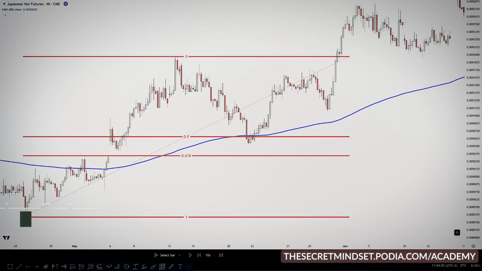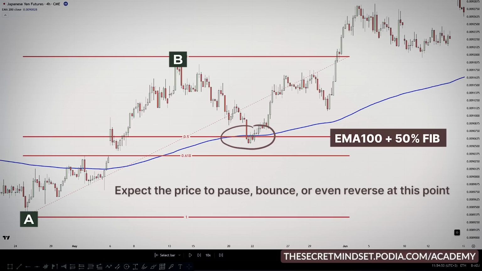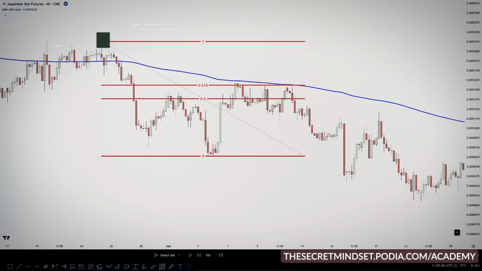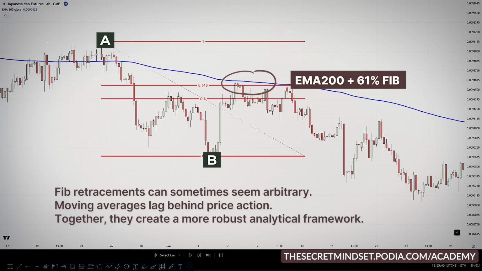This confluence increases the odds of price reacting at this level. You might see price pause, bounce, or even reverse at this point. It's not a guarantee, but it's a strong hint from the market. This combination is powerful because Fib retracements can sometimes seem arbitrary, and moving averages on their own can lag behind price action. But together, they create a more robust analytical framework.